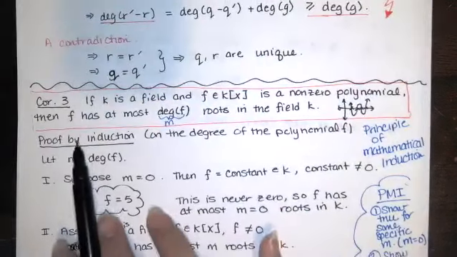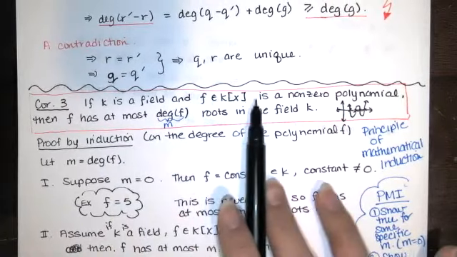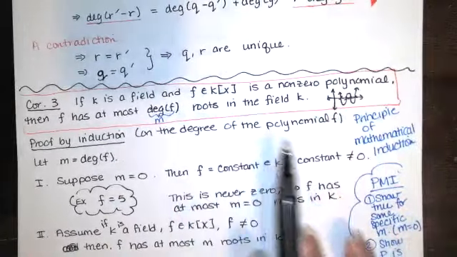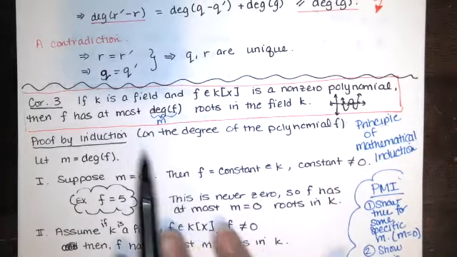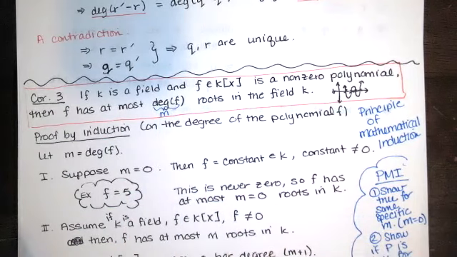So in general, if k is a field and f is a polynomial in one variable with coefficients in that field, and f is non-zero, then f will have at most degree f roots in that field. And we proved that by induction on the degree of the polynomial f.